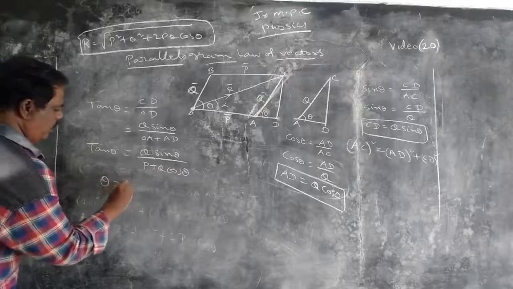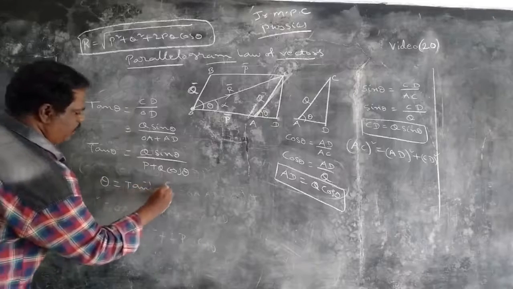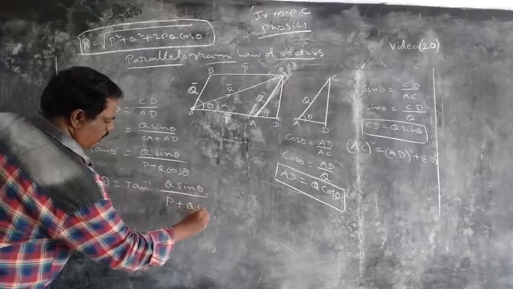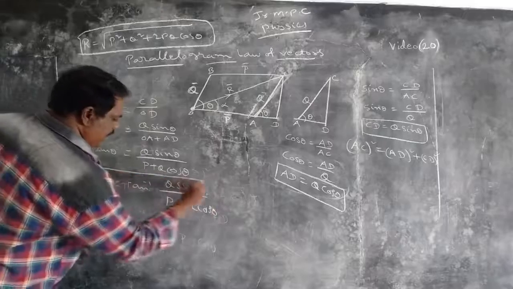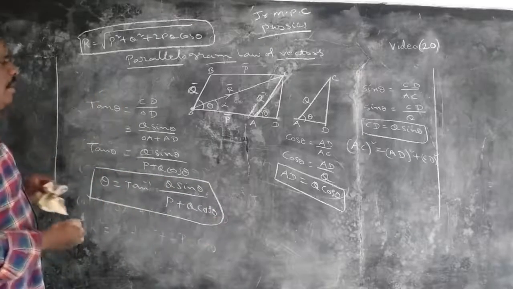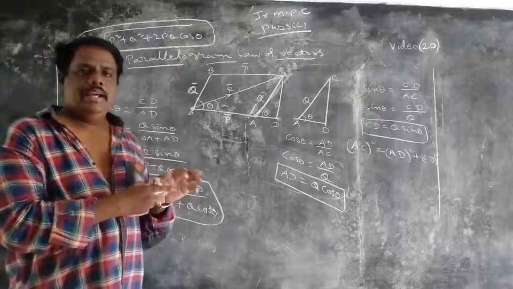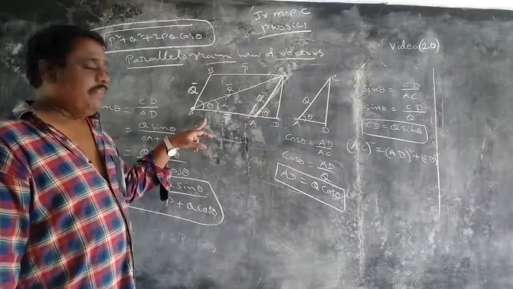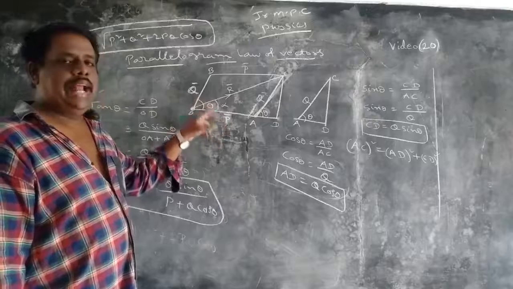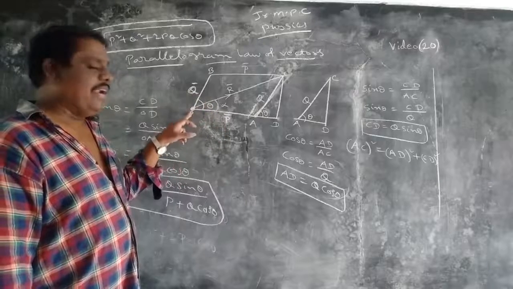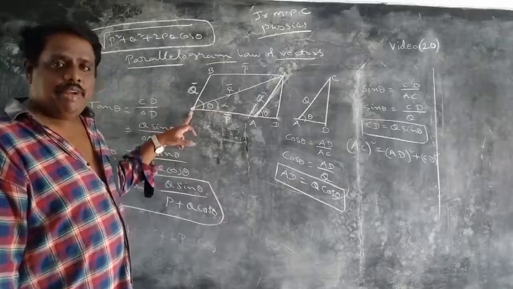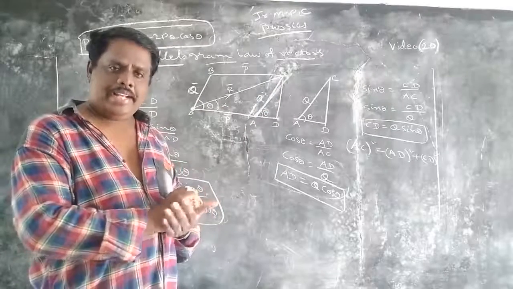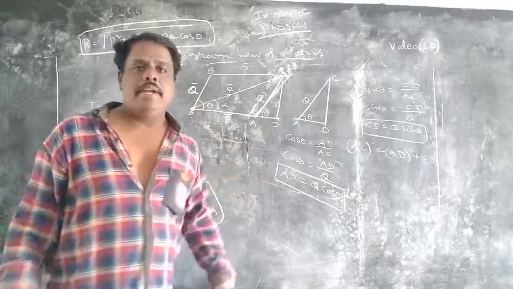So theta is equal to tan inverse of Q sin theta by P plus Q cos theta. The theta value indicates the direction of the resultant vector of the parallelogram. Once again, the statement for the parallelogram law: if two vectors are acting along the adjacent sides of a parallelogram, then the resultant vector will be acting along the diagonal of the parallelogram, in both magnitude and direction. They must be drawn from the same point.